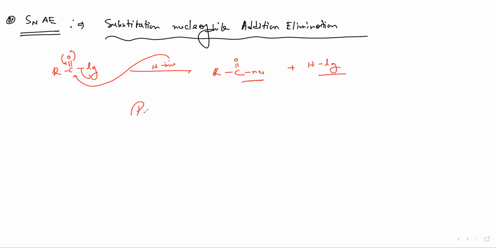So in this case, the rate of SNAE is inversely proportional to the hindrance of carbon. Okay. Now complete the following. Question number 1.